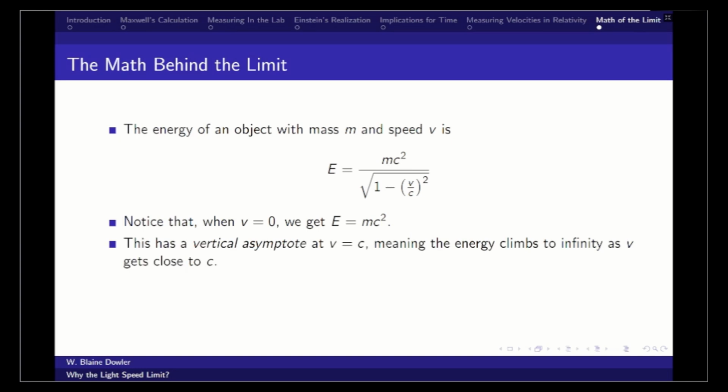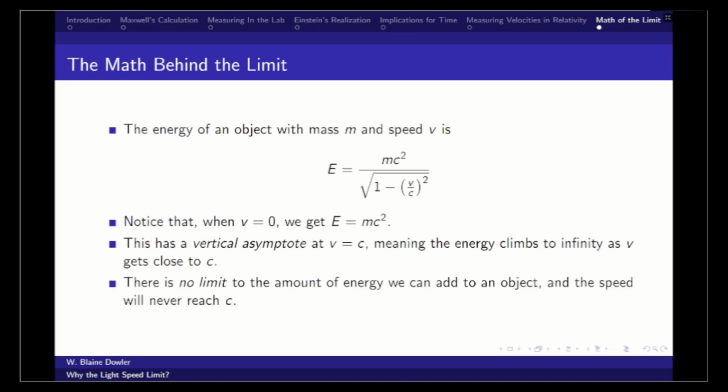This equation also has a vertical asymptote at v equals c, meaning the energy will climb to infinity as v gets close to c. Remember, when we're speeding things up, we don't add speed. We don't add 10 meters per second. We add kinetic energy. There's no limit to how much kinetic energy we add to this. We'll keep adding energy and energy and energy, but the speed of that object will always be less than c.